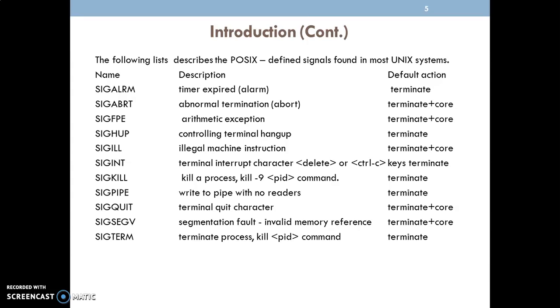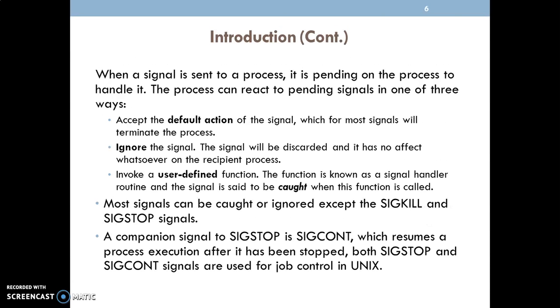Next one is the hang up signal, then the illegal signal, then the interrupt signal, next the kill signal, and the pipe signal. So here the pipe signal is nothing but, I think we used that concept already. Whenever the writer process is ready to write the data, but there is no reader process, in that case the signal is generated. So just like that we have signals.